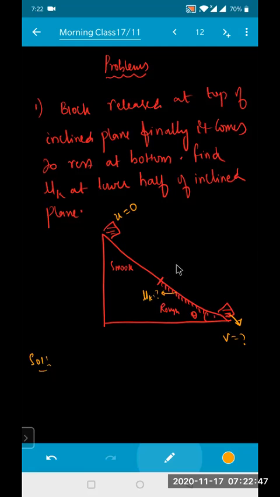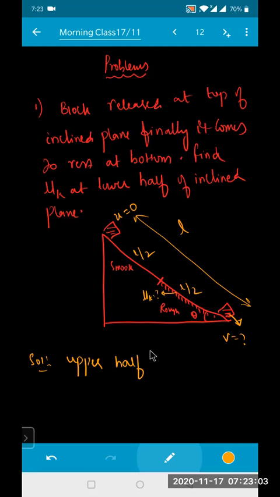Say the total length of this inclined plane is L. If this distance is L, then obviously this half is L by 2 and this half is L by 2. Let us first talk about the upper half, the smooth surface. For a smooth surface, acceleration will be a equals g sine theta, and the distance traveled is L by 2.